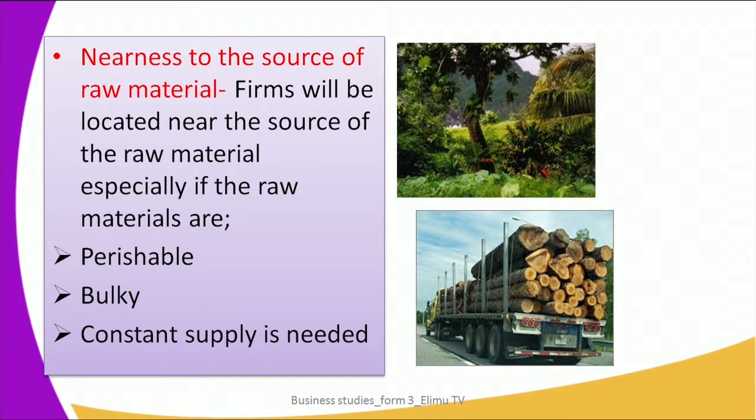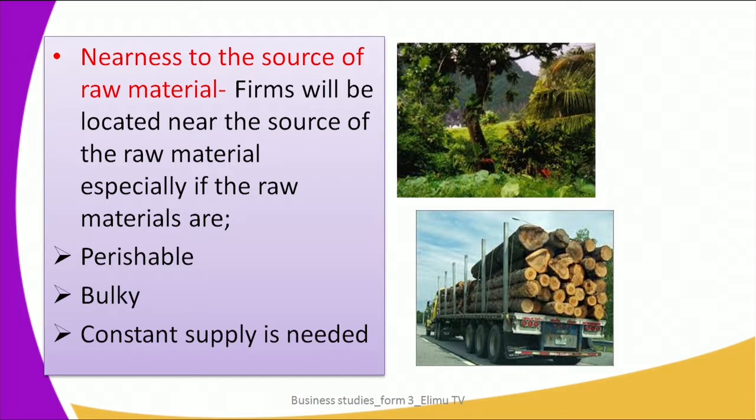And you find that farms will be located near the source of raw material, most especially if the raw materials are perishable, that is, they go bad easily. If the goods go bad easily, it's advisable for the farm to be located near the source of raw materials.